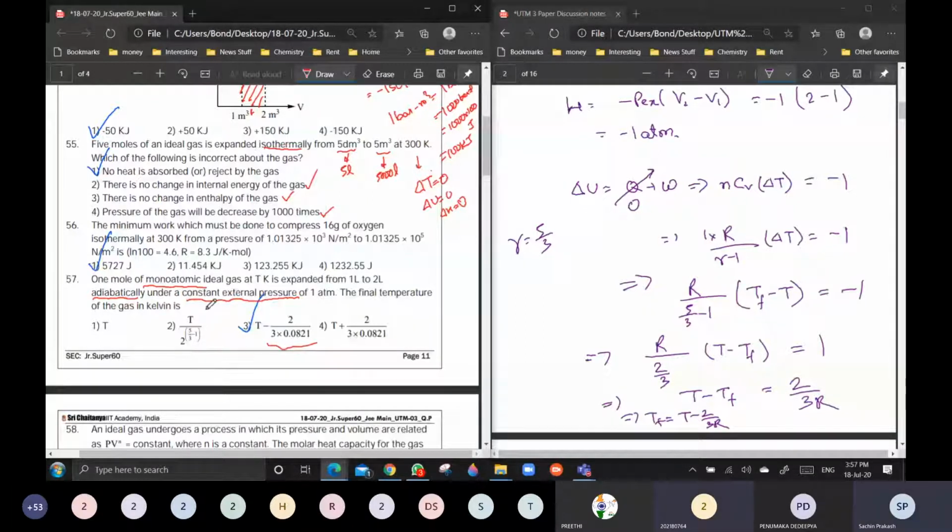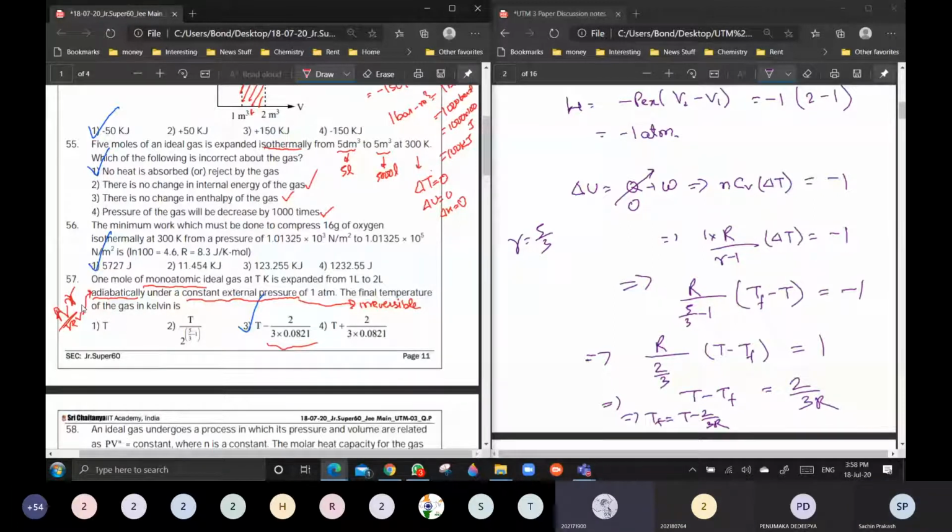Sir, are you getting my point? Can't you consider PV per gamma minus 1 as constant? Because you see, it is given constant external pressure and it is adiabatic. So they cannot give both, no, sir. If both are given, then it is irreversible. PV to the power gamma is only applicable for reversible adiabatic process. Are you getting my point? Yes, sir.